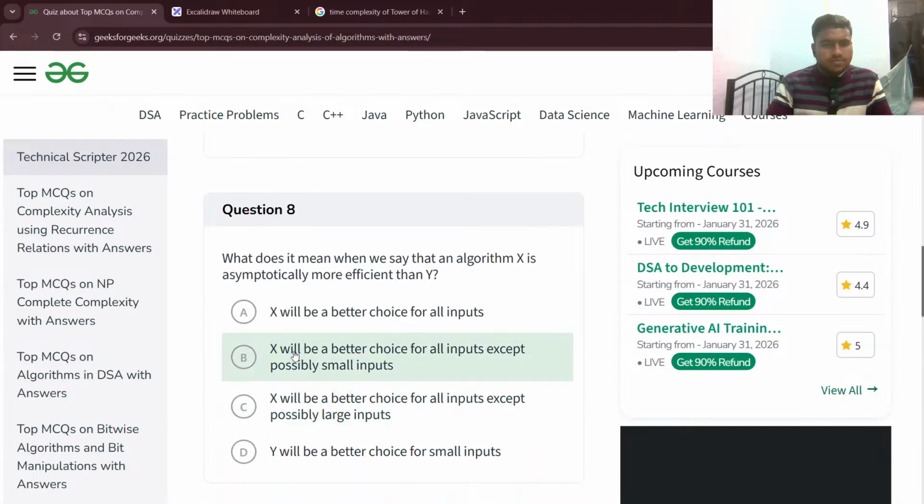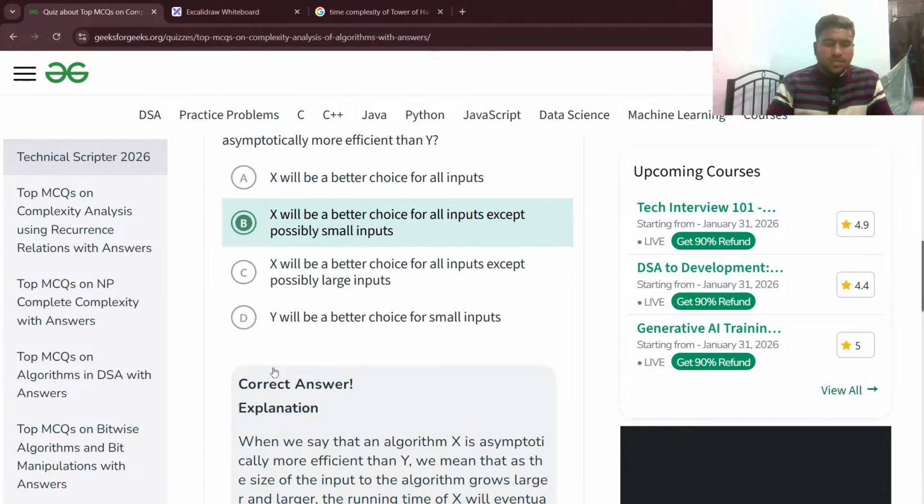So yeah, let me see question number 8 and try to solve it by yourself if you are watching this. If not, then go and do whatever you're doing. What does it mean when we say that an algorithm X is asymptotically more efficient than Y? X will be a better choice for all input sizes. Yeah, that is the correct answer.